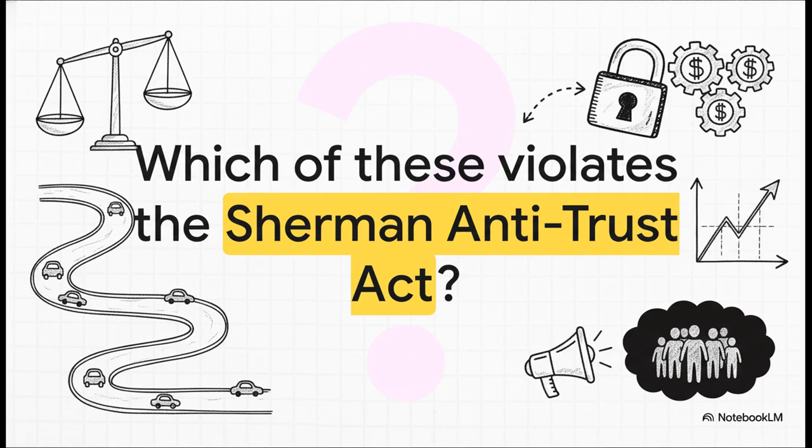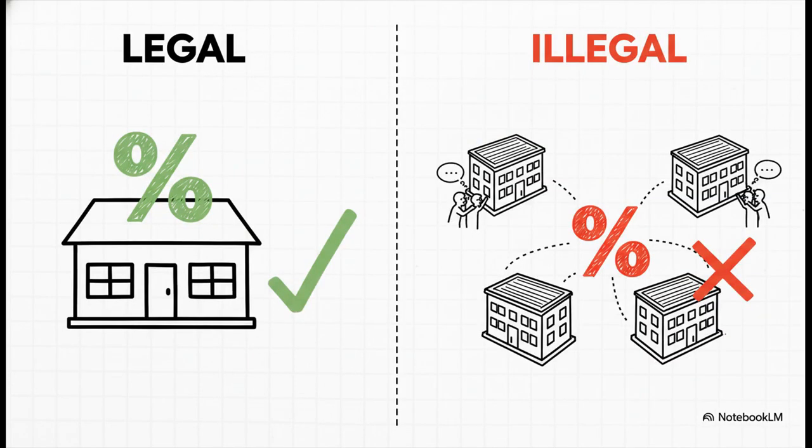Antitrust laws, they're all about making sure there's fair competition in the marketplace. So take a look at these two options. Which one crosses that very important line from being a normal business decision to being an illegal conspiracy to fix prices? The answer is B.